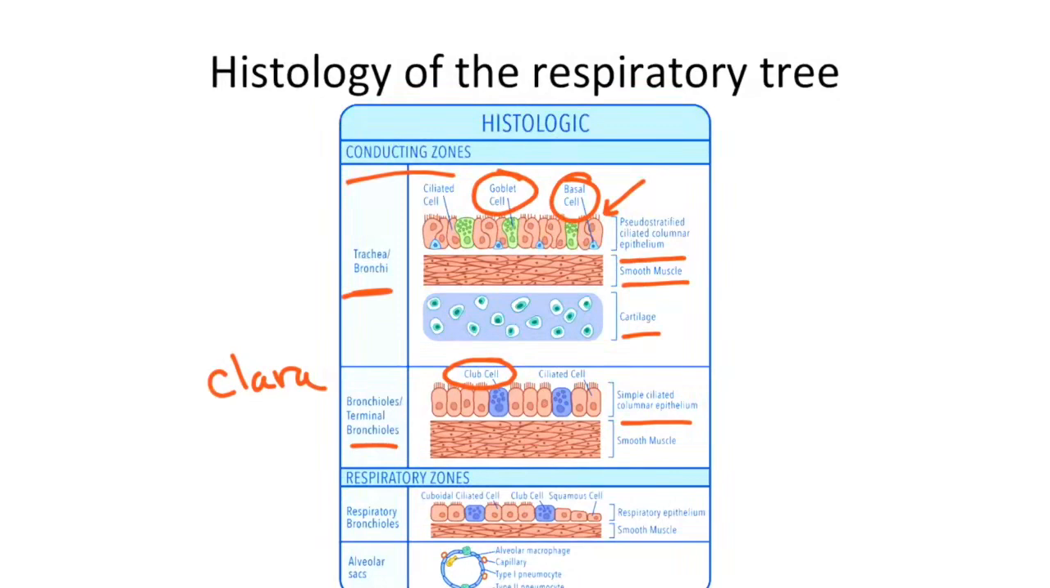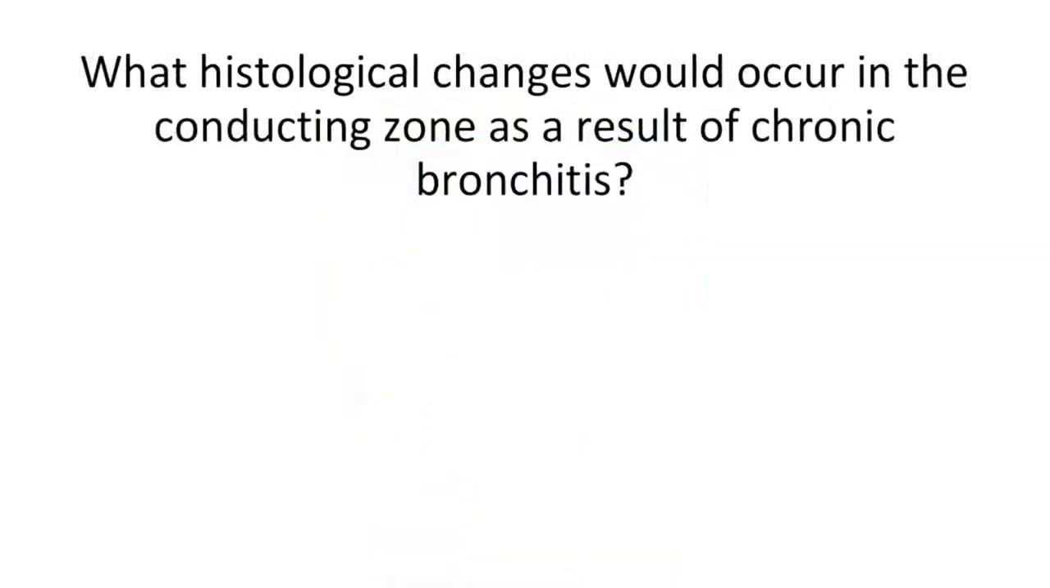Okay, before we move on to the respiratory zone, let's do a few examples. What histological changes would occur in the conducting zone as a result of chronic bronchitis? Okay, before we get into the details of this question, why don't I take a step back and explain chronic bronchitis. Chronic bronchitis is exactly what it sounds like. There is ongoing irritation of the bronchi, which results in inflammation.